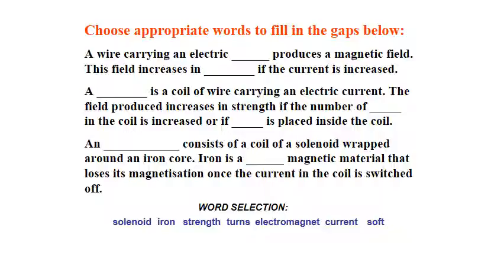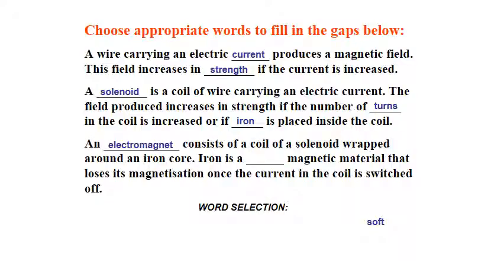Right, so a wire carrying an electrical current produces a magnetic field. The field increases in strength if the current is increased. A solenoid is a coil of wire carrying an electrical current, and the field produced increases in strength if the number of turns in the coil is increased, or if iron is placed inside the coil. An electromagnet consists of a coil or solenoid wrapped around an iron core. And iron is a soft magnetic material that loses its magnetization once the current in the coil is switched off.